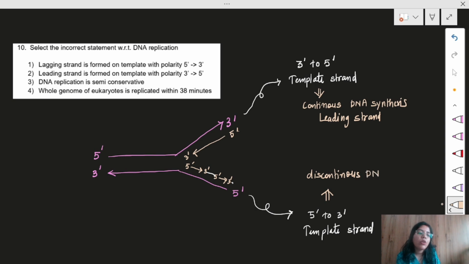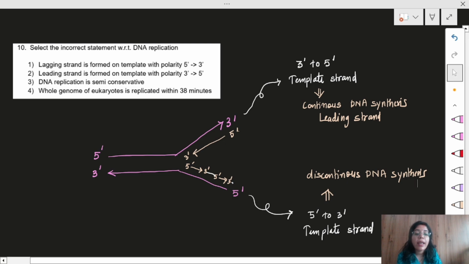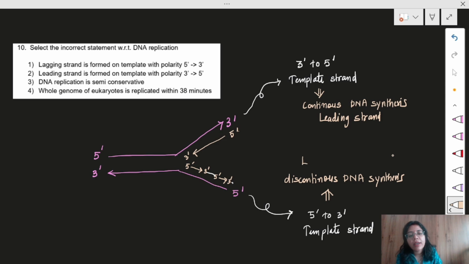Okay, and because of discontinuous DNA synthesis, what is the name of this strand? You will call this strand the lagging strand. Okay, so you understood these two options, just check they are correct only, right?